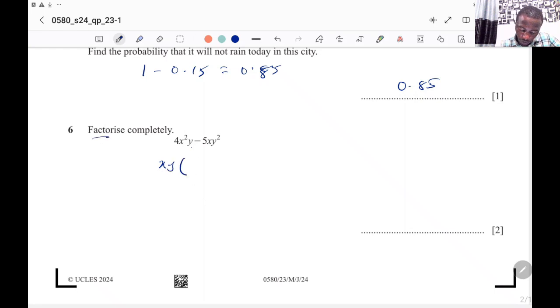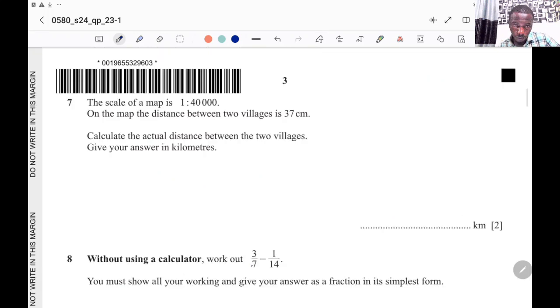When x cancels one x, 4 has no business with that, so we bring that 4 down, and one x is left. y is cancelled, so I have only this one left. Minus: when x cancels x, we bring down 5, then 5 has no business with it. When y cancels one y, I have y here. So my answer is xy in bracket: 4x minus 5y.